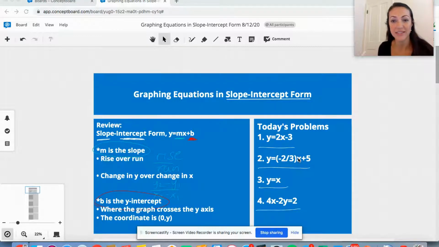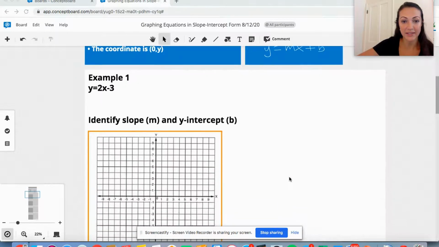You'll notice this is not in slope-intercept form, and there's a very good chance that your equations will not always be given to you in slope-intercept form, so we'll have to do a little bit of algebra in order to isolate that y and put it in the form y equals mx plus b. All right, so with that, let's go ahead and get started.